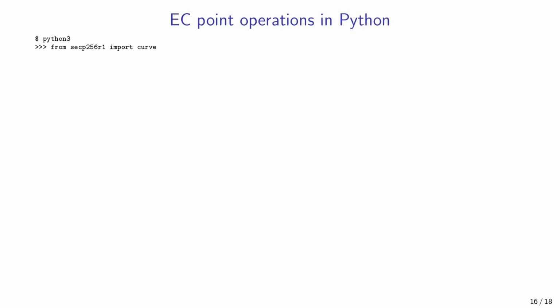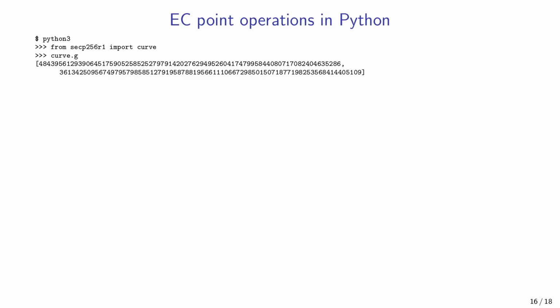To perform raw elliptic curve point operations in Python, we use this small module that is available in the course repository. Here is how to use it. The generator is available by accessing this G attribute. It returns an EC point, which is a Python list containing the X and Y value of the point. We can access X and Y values using the list index here.